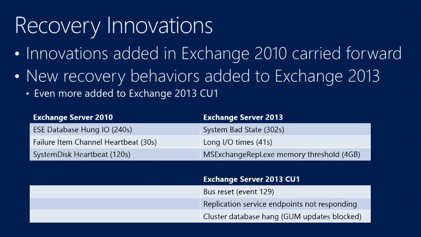Some other things that we do, in CU1, we added even more behaviors, and we're going to continue to add more as time goes on. So for instance, a bus reset. Anytime the storage bus resets, that's going to log event 129 in the event log. Our experience has shown that whenever a bus reset occurs, some sort of storage hang is going to result, requiring an operator to go hit the power button. So we decided to skip the operator. Whenever we see that bus reset, we know it's going to require some form of corrective action. We will go ahead and bug check the box and automatically correct that.